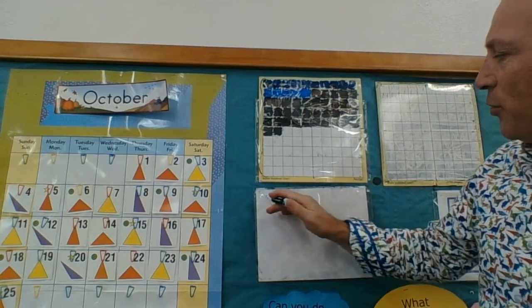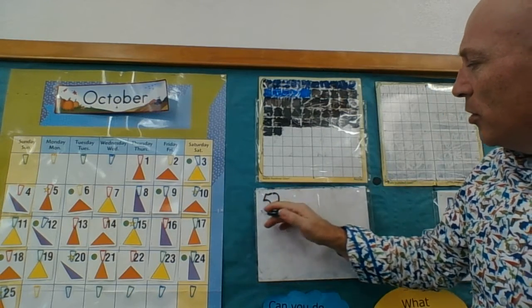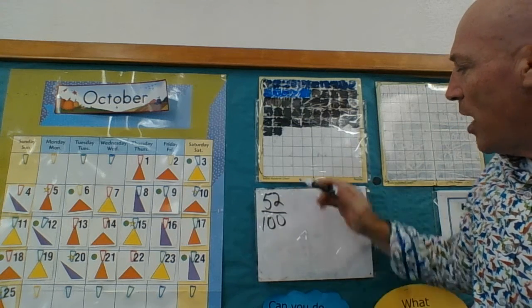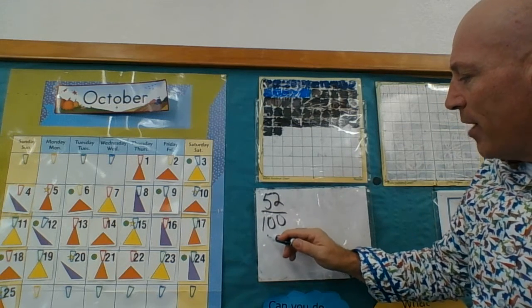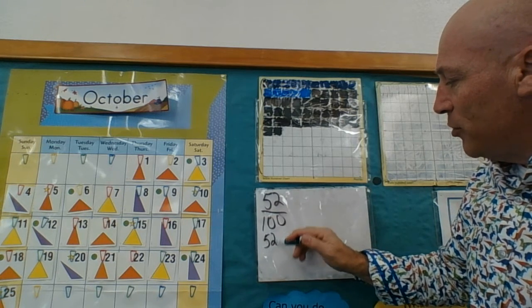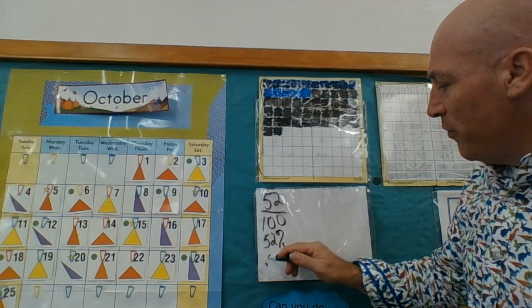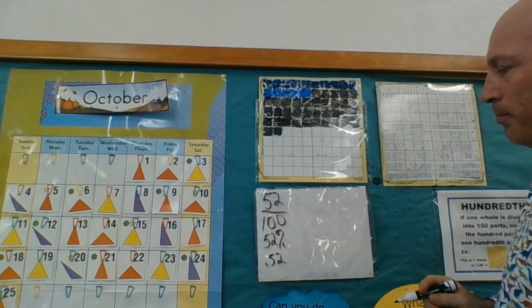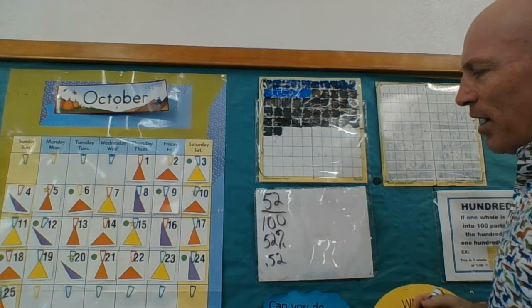And for our application, we have 52 squares out of a whole that's been cut up into 100 squares. And we can write that three different ways. We can write 52 out of 100, we can write 52%, and we can write 52 hundredths. Once again, all of these represent out of 100. Now, can we simplify these?